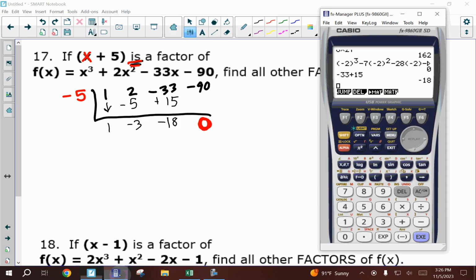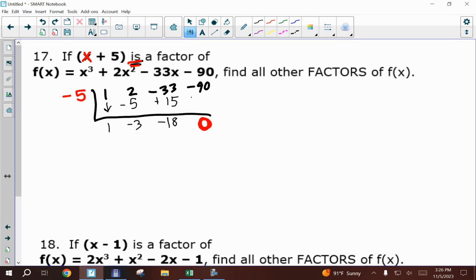If I do negative 18 times negative 5, that gives us positive 90. And just as promised, I told you that was going to happen, and we knew that was going to happen because it's saying that it is a factor. Okay, so here's what this means.